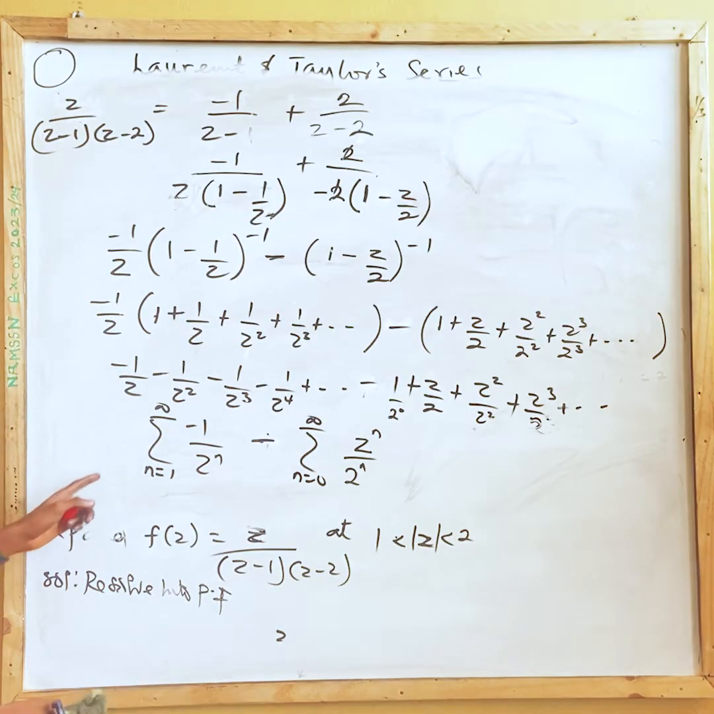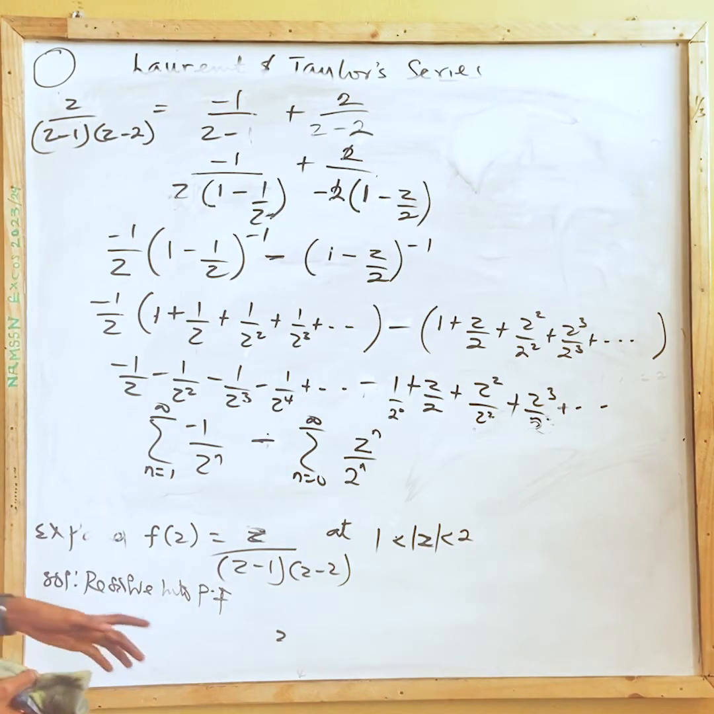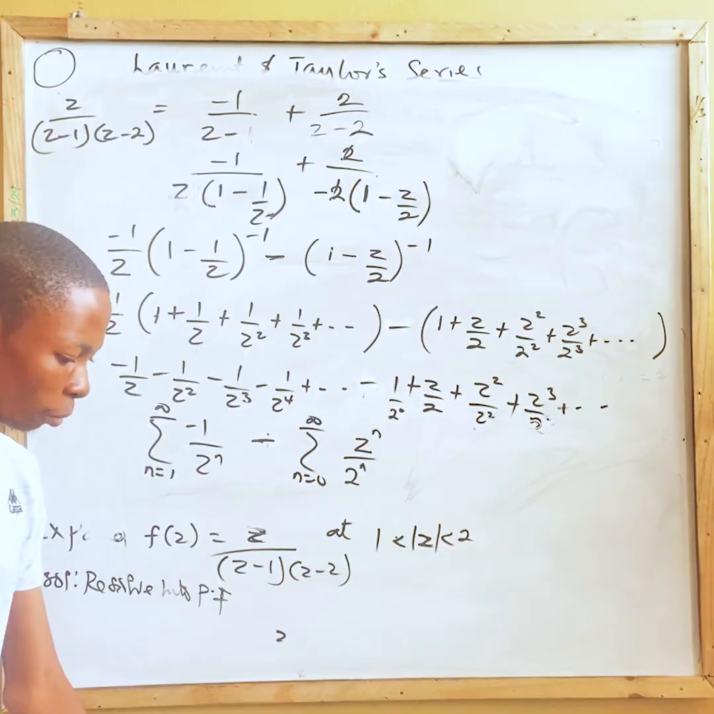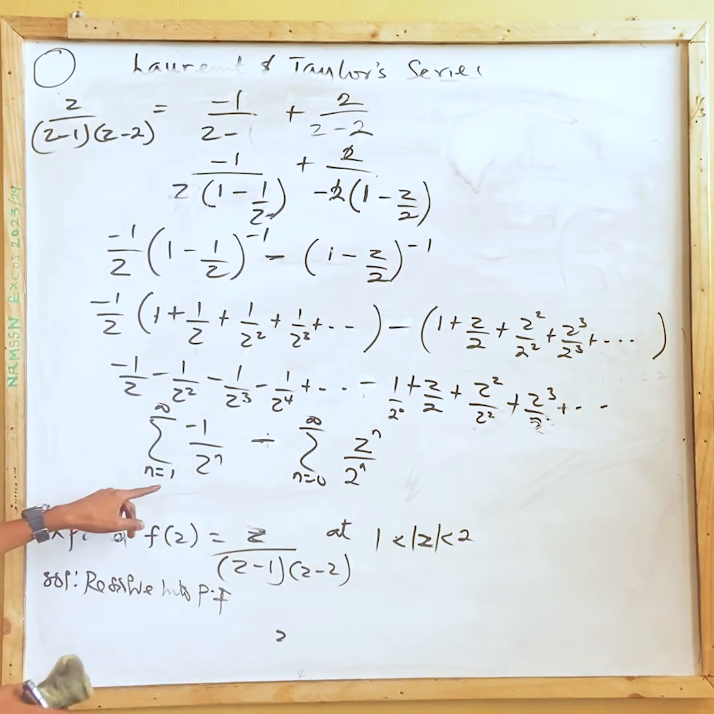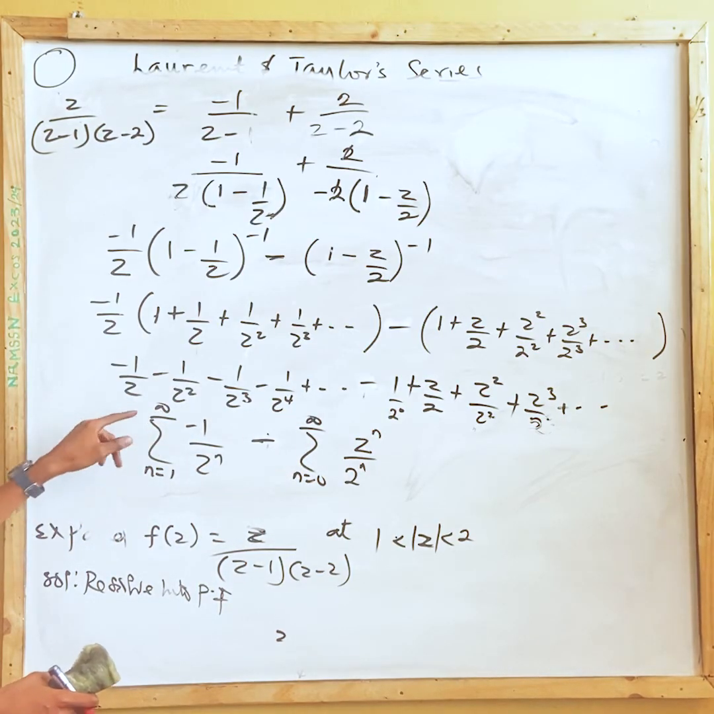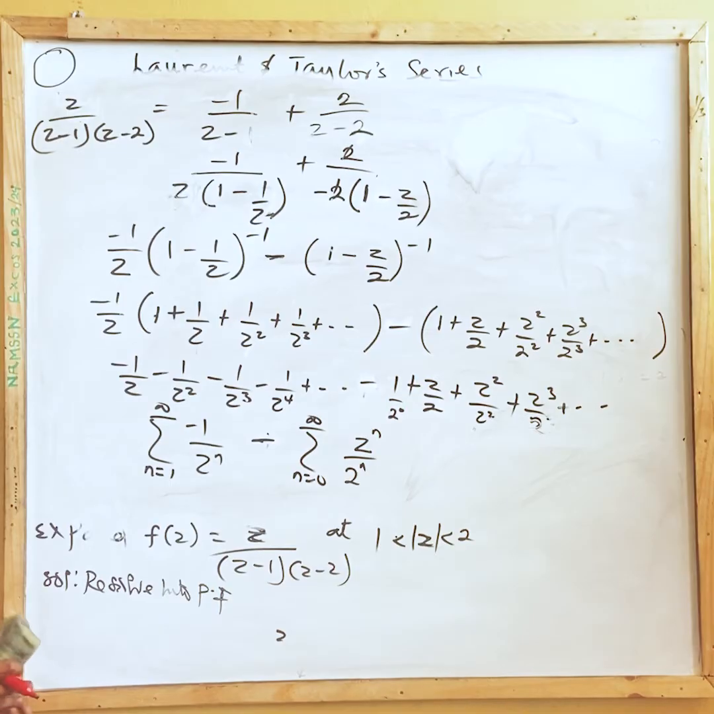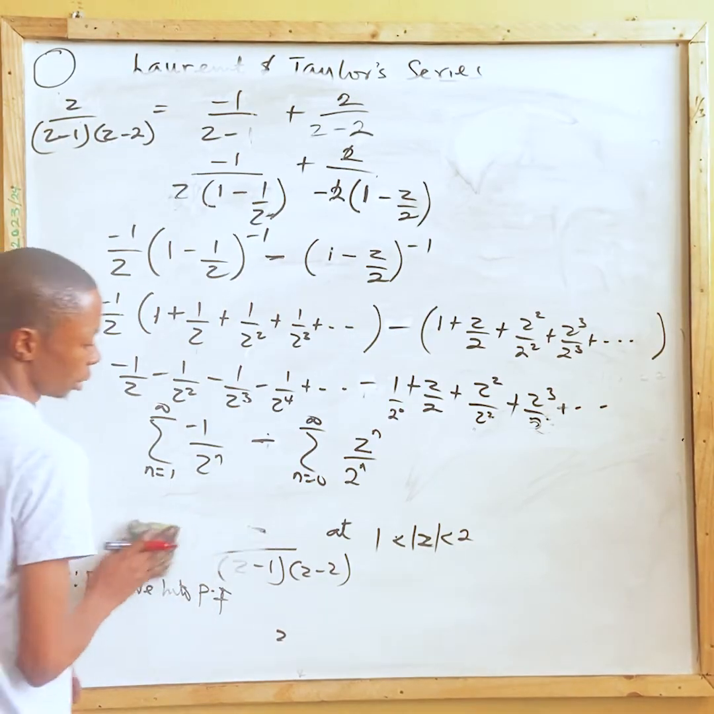One is analytic, the other one is co-analytic. The one that starts from 0 and goes to infinity, that's the analytic part. This one is the analytic part. The one that starts from 1 and goes to infinity is the co-analytic part. So that is how we use our Laurent series. That's one example.